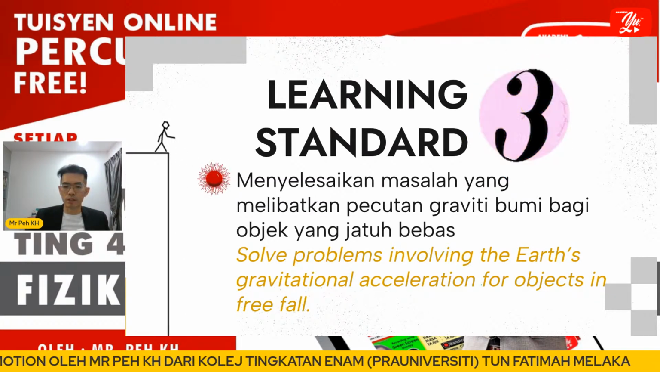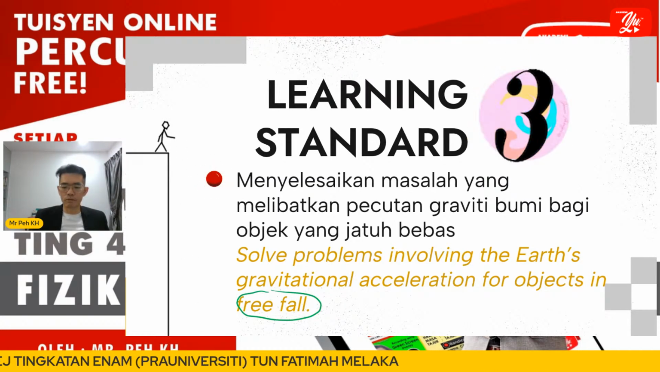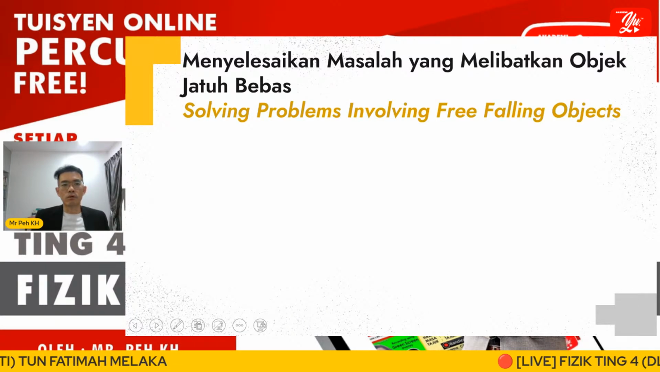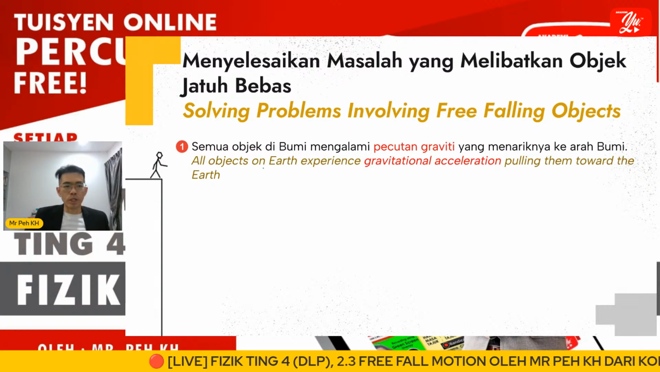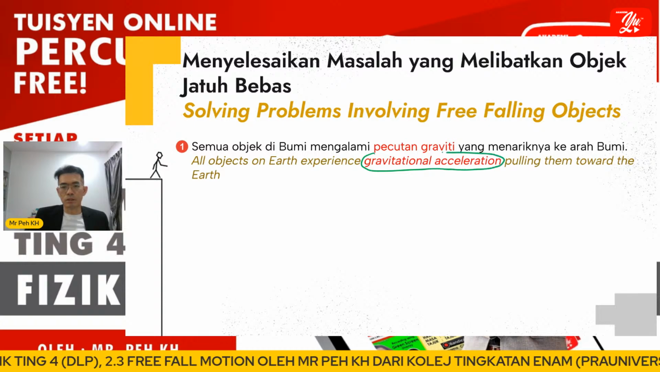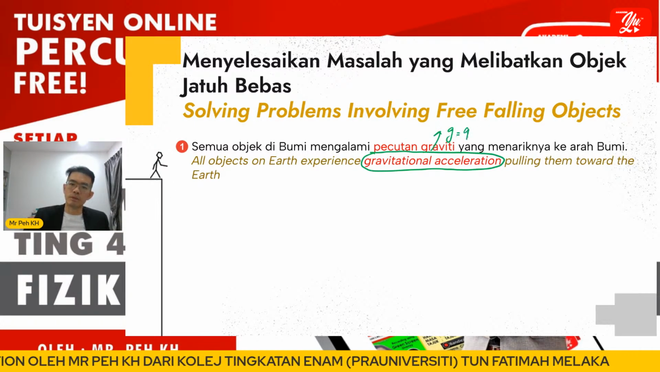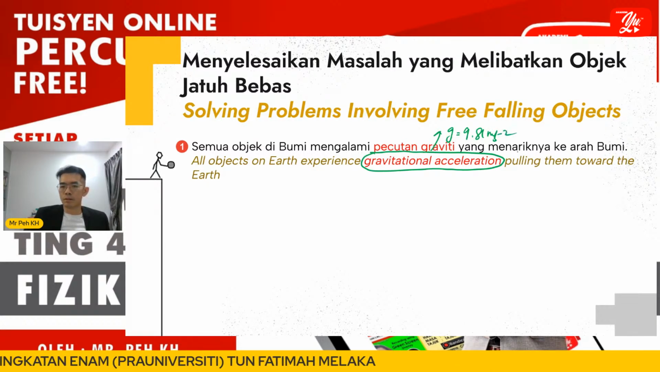for an object in free fall. Okay, so here, solving problems involving free falling objects. First sentence: all objects on Earth experience gravitational acceleration, g, and the value is 9.81 meters per second squared, pulling them towards the Earth.